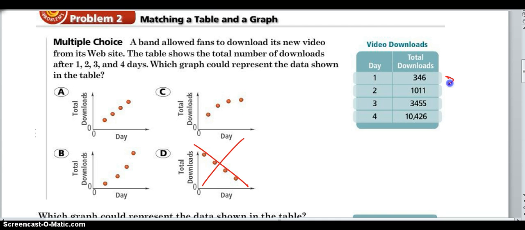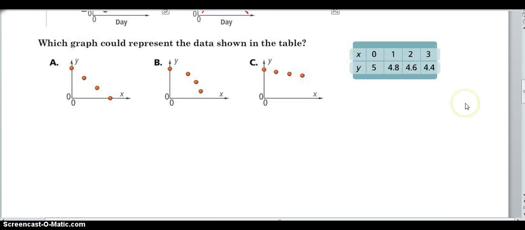So let's look over here at the differences between everything. Do a little bit of math and figure out what the change in the downloads are. When we look at the change between day 1 to 2, 2 to 3, and 3 to 4, the changes keep getting bigger. So the gap in the downloads keeps getting more dramatic. That means graph B is going to be our correct graph, because the jumps in number of downloads keep getting bigger and bigger. So take a second and look at this data table and decide which graph would accurately represent the data in the table.